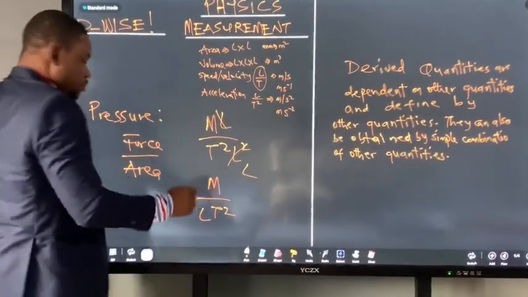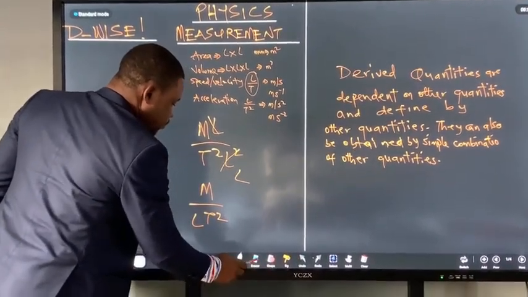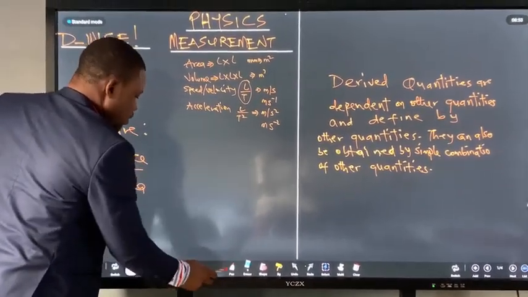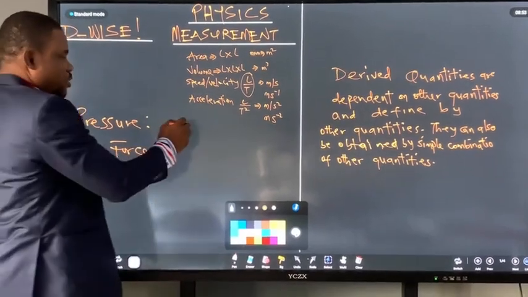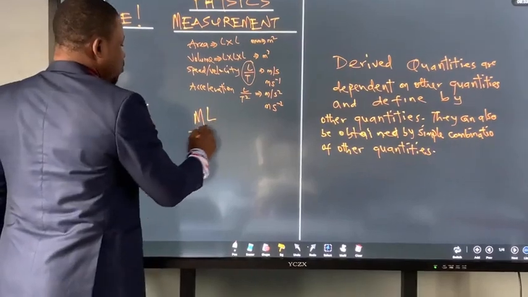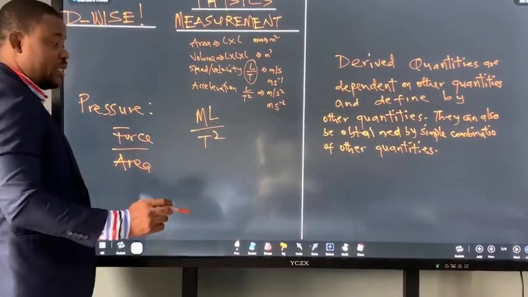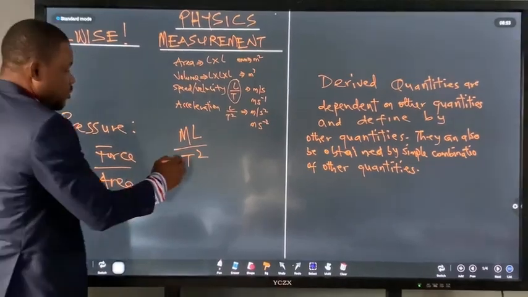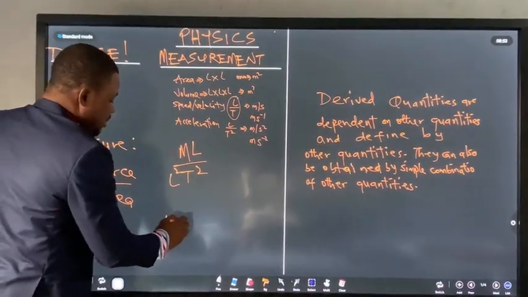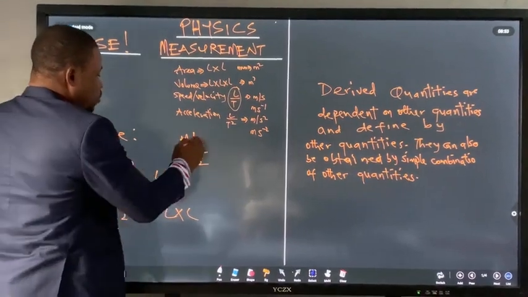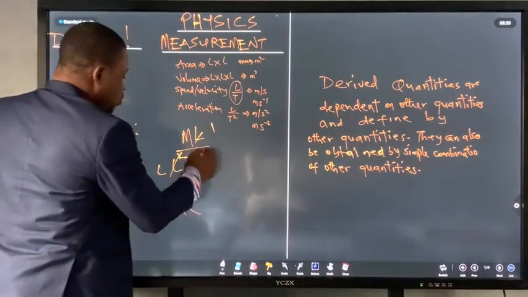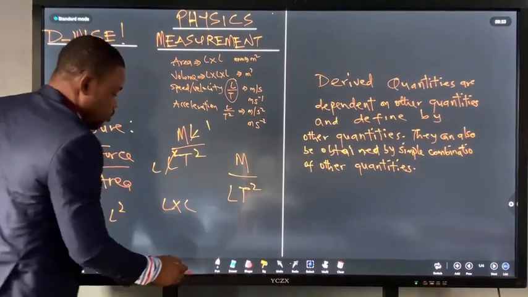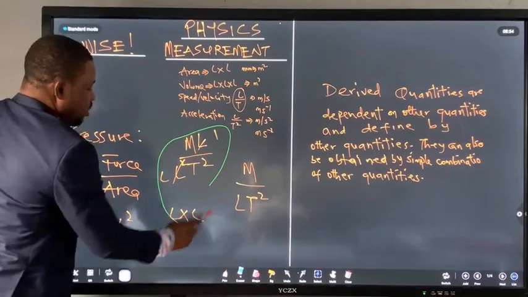Take note. Force under dimensioning, we said is ml over t squared. So if I now put area, force over area, area is L squared. L squared means L times L. So one of the L will be cancelled by the L on top. So eventually I'm going to get M remaining on top. At the bottom I have L and t squared. So what does this tell you?